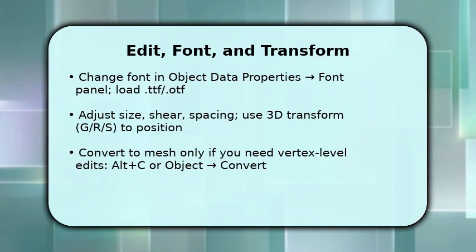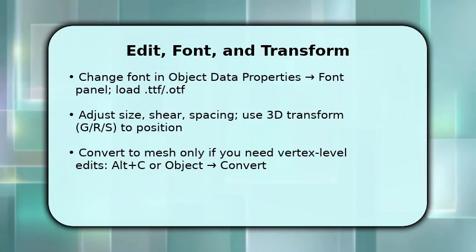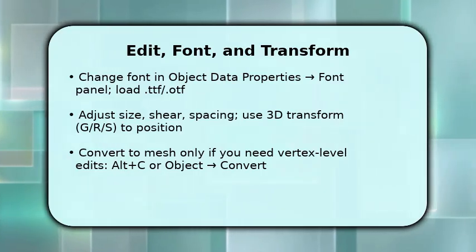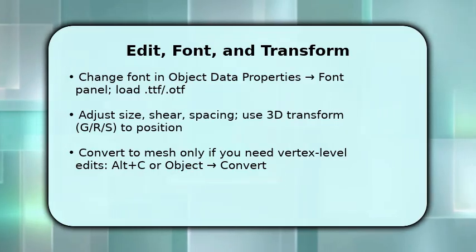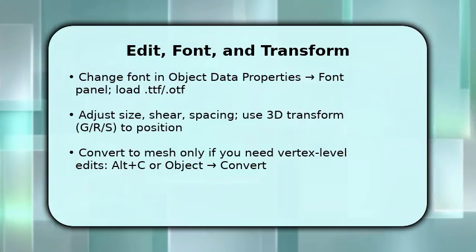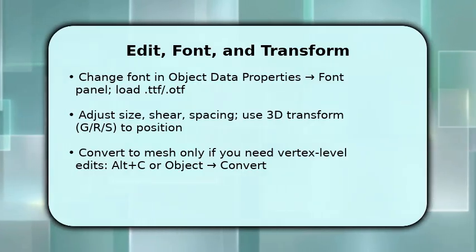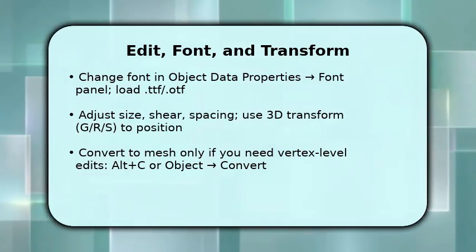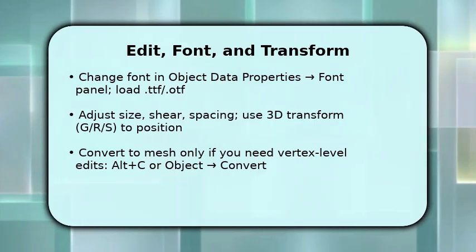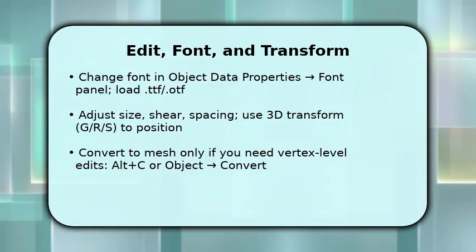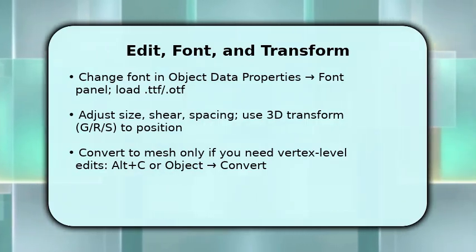Once you've edited the text content, head to the Object Data properties to change the font and basic metrics. You can load any TTF or OTF file, adjusting size, spacing, and shear here controls typographic behavior. Then use G/R/S to position and orient the text in the scene. These transforms are non-destructive. If you need detailed mesh edits, convert the text to a mesh. But be aware that conversion makes the text non-editable as plain text, so only convert when necessary.